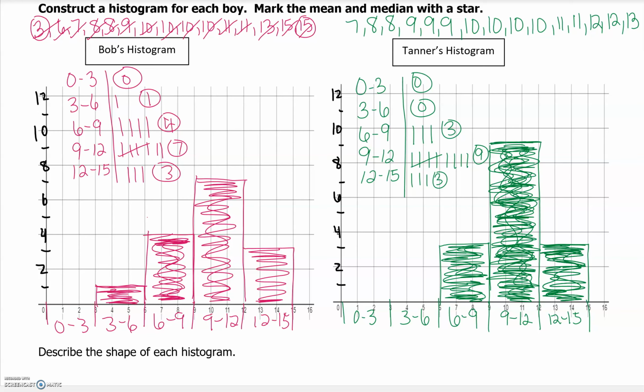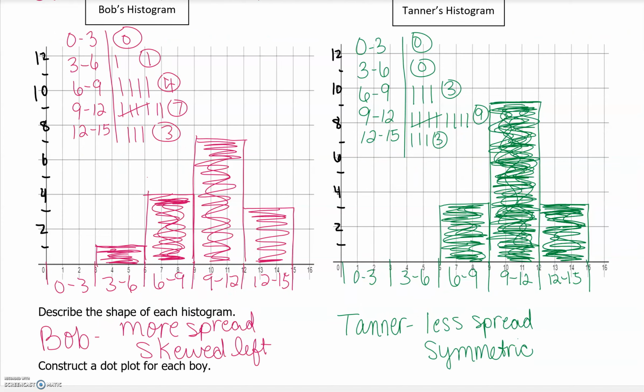Okay, looking at Bob's histogram, we can see that there's more data that's spread out, so we can describe the spread as more spread.